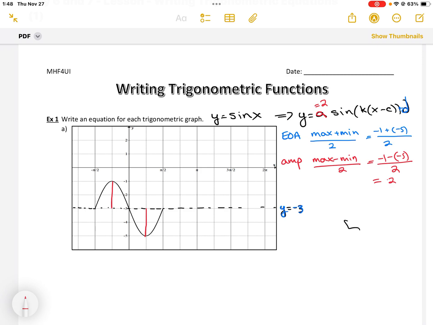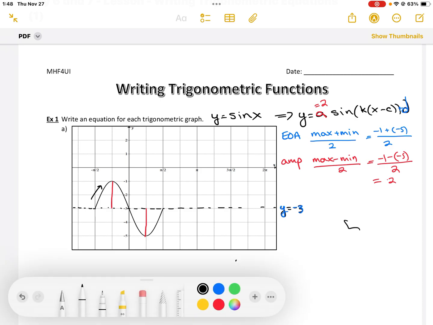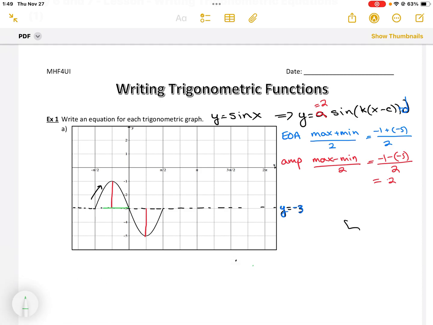I know that the A value is going to be positive because it follows the same pattern as regular sine, going up to a maximum first, so there's no reflection. I can see that it doesn't start at the y-axis, so I do have a phase shift. That is how far that the starting point has moved. So I can see that my new starting point for sine is right at -π/2. So that means that my phase shift, which is my starting point, is π/2 to the left.